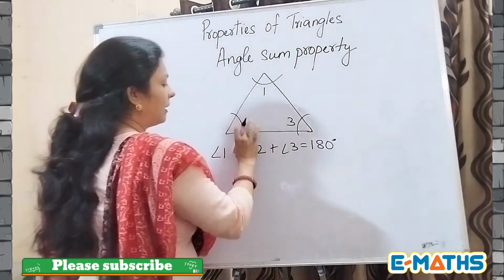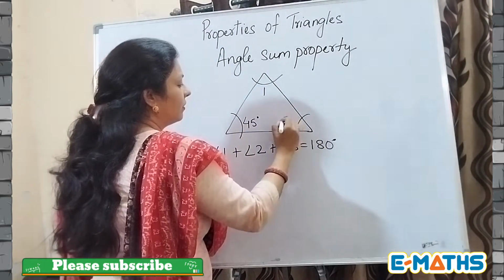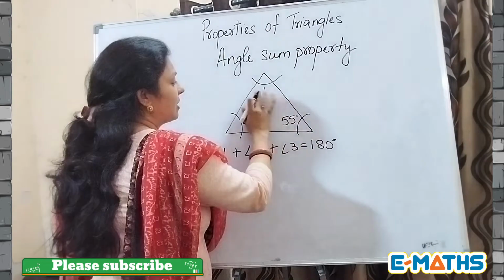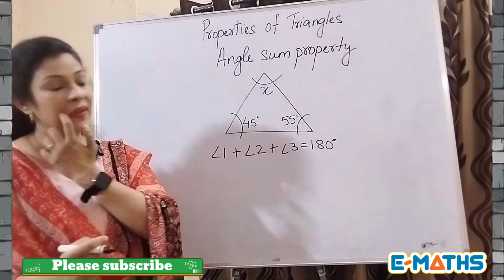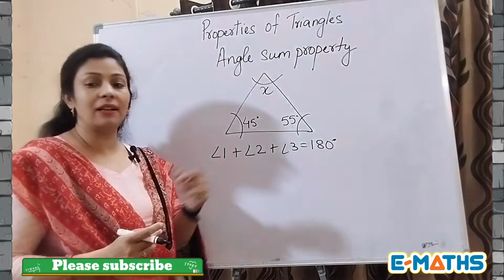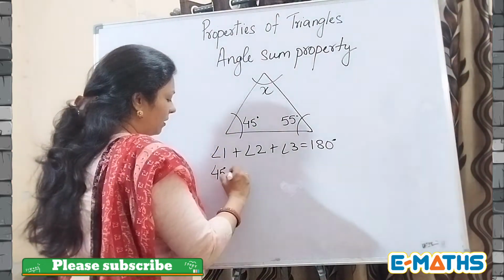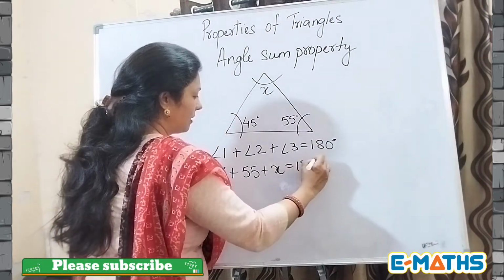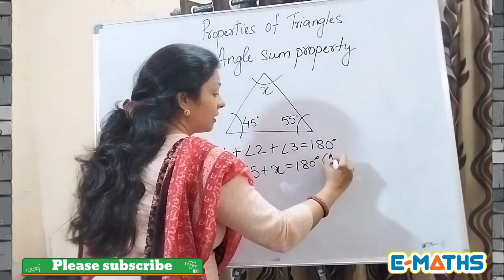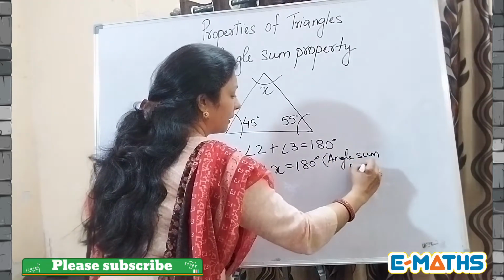For example, we have 45 degrees and we have 55 degrees. This we have to find out. So let's take this as x. Now we know that the sum of these three angles is 180 degrees. We can simply write down that 45 plus 55 plus x equals 180 degrees. And please do mention the reason. It is due to angle sum property.